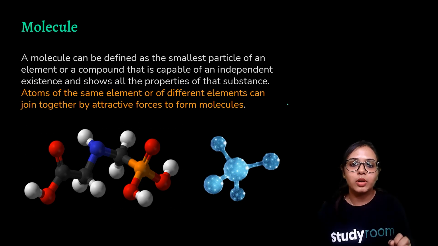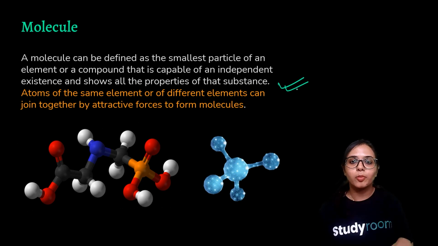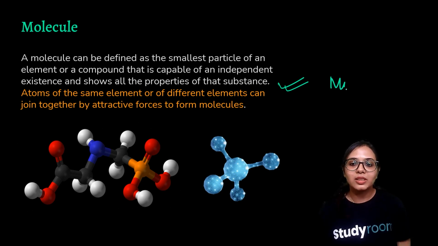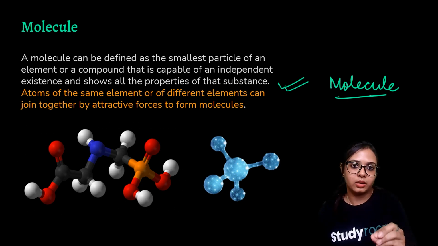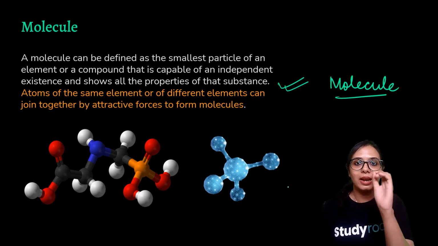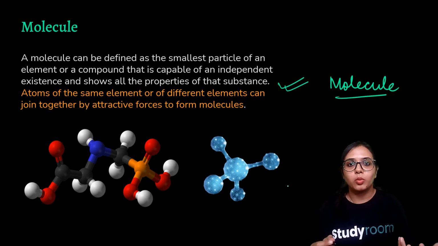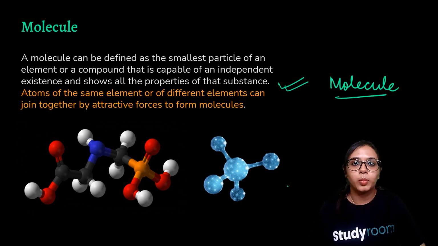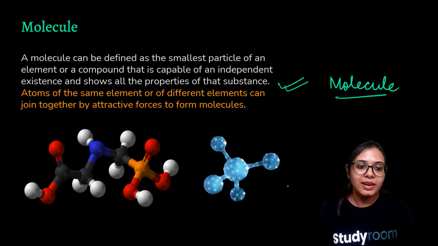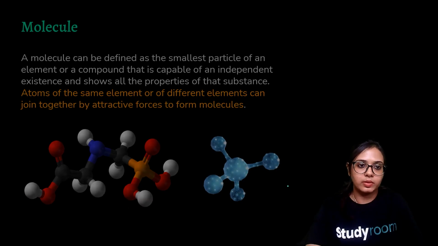And molecules are able to exist independently in a given element or in a given compound, and they show all the properties, be it physical or chemical, of that substance. So a molecule is that smallest entity that is capable of existing independently in an element or in a compound, and it shows all the properties of that particular substance. Atoms of the same element or of different elements can join together by attractive forces to form molecules.